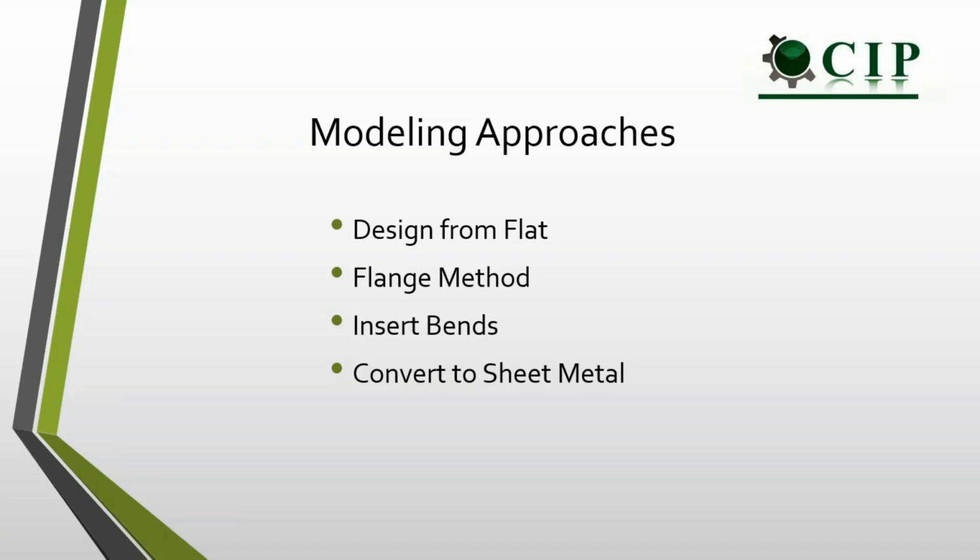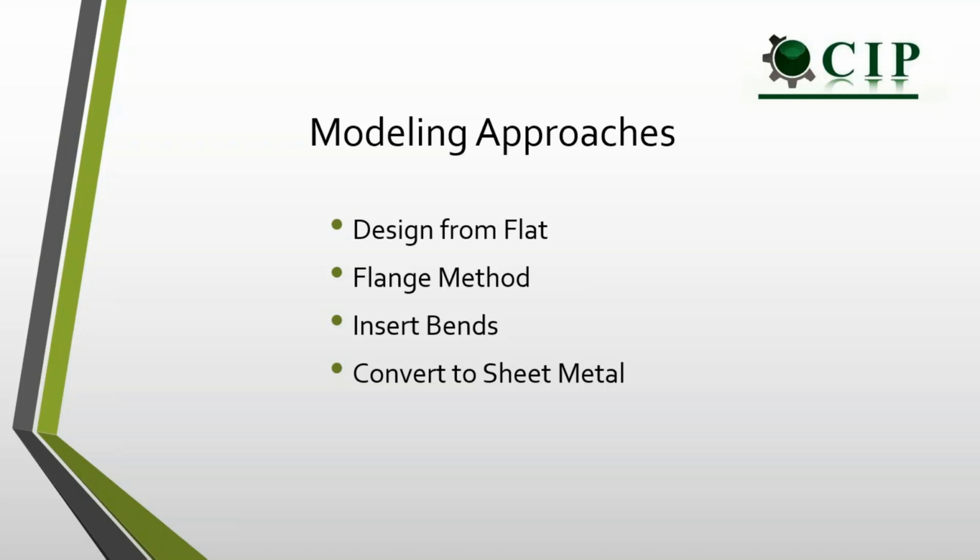There's also the approach of inserting bends. So if you have a part that resembles sheet metal already, then you can just insert some additional bends in there to get those additional sheet metal features that you want. And then finally, you can do convert to sheet metal, where you may have a solid body that you just need to hollow out, select a few faces, and then transform it into sheet metal with that method.